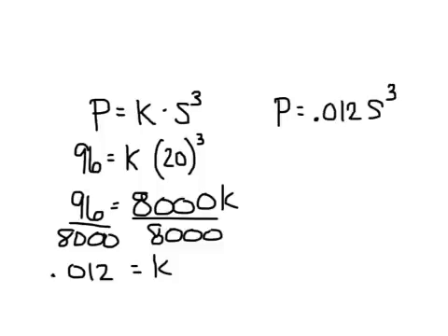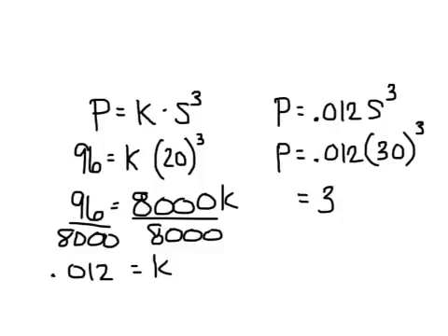Then it'll say how much power is the windmill going to produce if the wind increases to 30 miles an hour. So there I just leave that as my constant, but now 30 is going to go in for S. I type all this in as it looks, and I get 324. And in this case, we're dealing with watts.